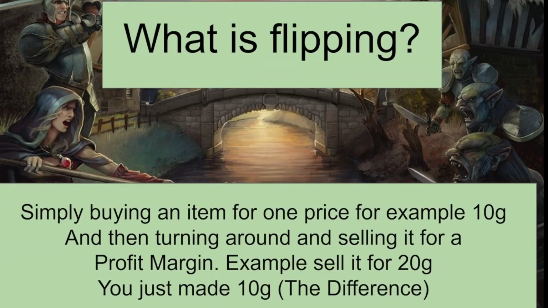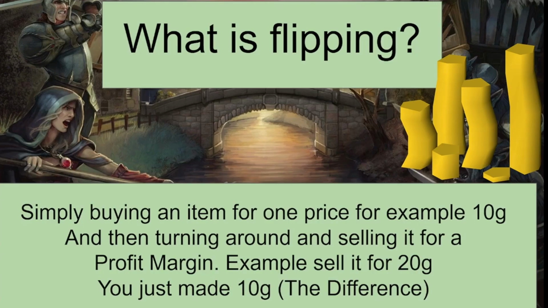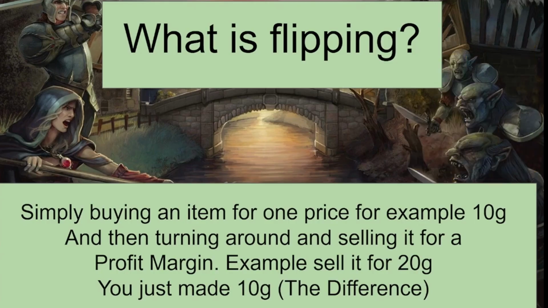We're going to start with a basic definition. What is flipping? It is simply buying an item for one price, for example 10 gold, and then turning around and selling it for a higher price. That's your profit margin. So for example, if you sell that item that you bought for 10 gold for 20 gold, you just made 10 gold profit, the difference of what you bought and sold for.